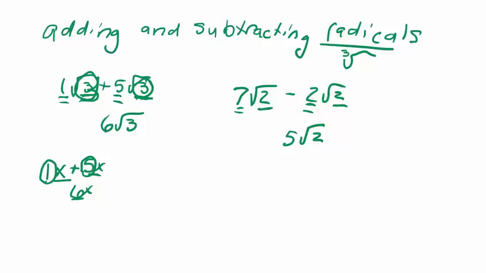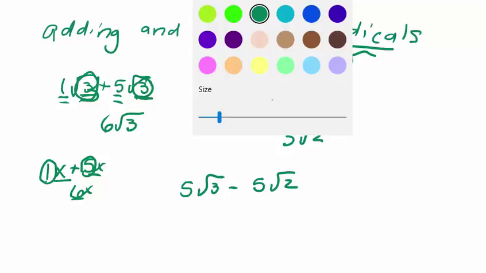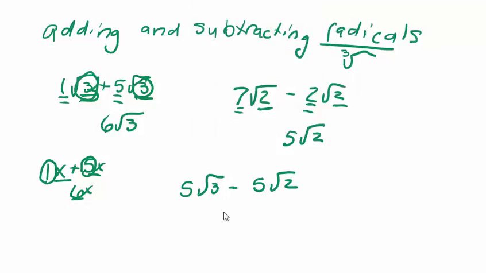Now, I did want to do one more example. So let's say we have 5 root 3 minus 5 root 2. Now, the question is, can we subtract those? Now, we do both have the 5s, but the number underneath the square root is not the same. So if we come here, the number here is a 3, and the number here is a 2. Since those are not the same, we cannot subtract them. Even if it was adding, it wouldn't matter if it was adding them or subtracting them. We cannot do that unless the number here is the same.